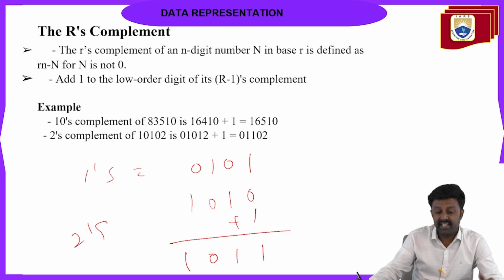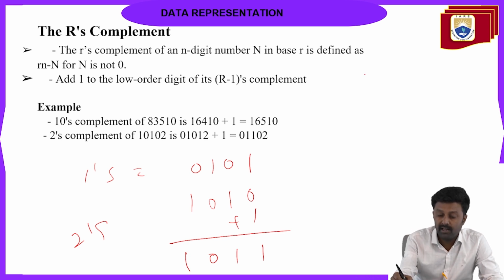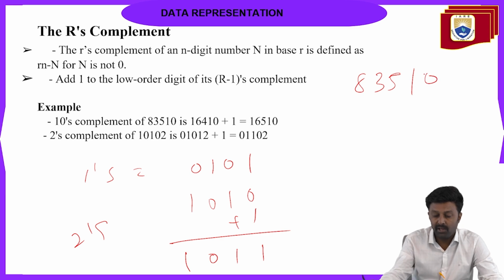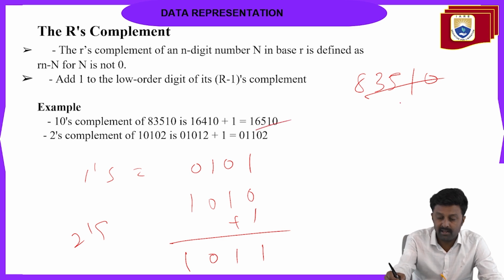Then if you see the 10's complement, what is the 10's complement? It is the 9's complement plus 1. Take 83510 as the number. If you want its 10's complement, each digit is subtracted from 9 and then 1 is added.